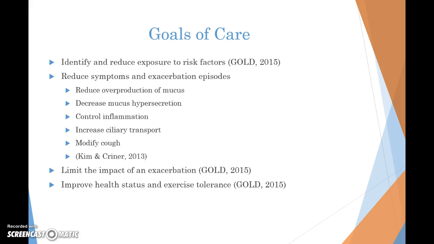This is an overview of the goals of care based on the national standards. Identify and reduce exposure to risk factors such as tobacco smoke, noxious chemicals, dust, and environmental pollution. Reduce symptoms and exacerbation episodes by reducing overproduction of mucus, decreasing mucus hypersecretion, controlling inflammation, increasing ciliary transport, and modifying cough. Most of these can be achieved by the proper medication and holistic therapies offered. We will discuss them in more detail later in the presentation.